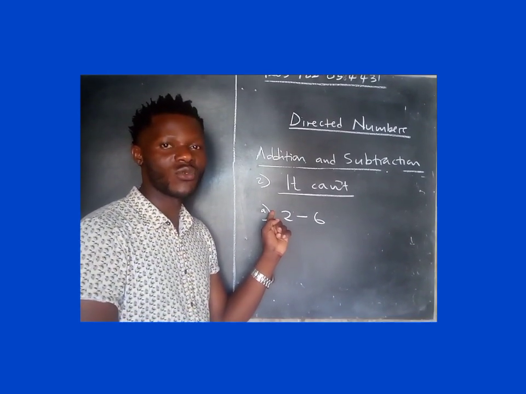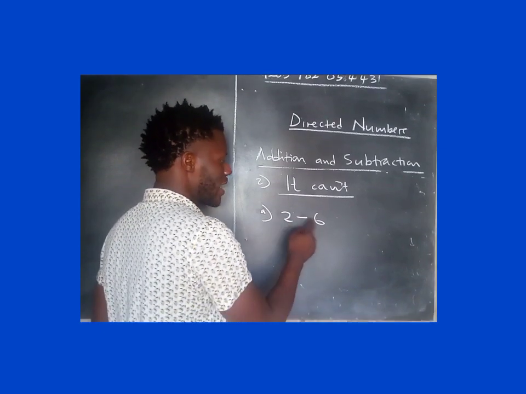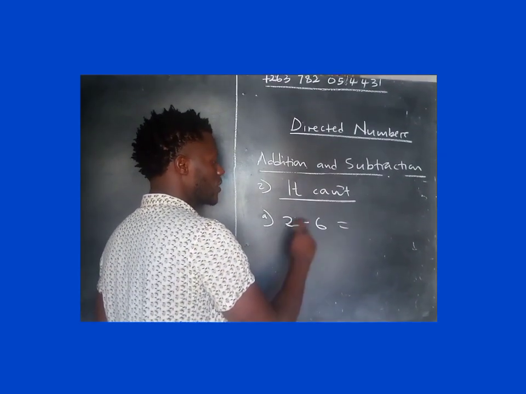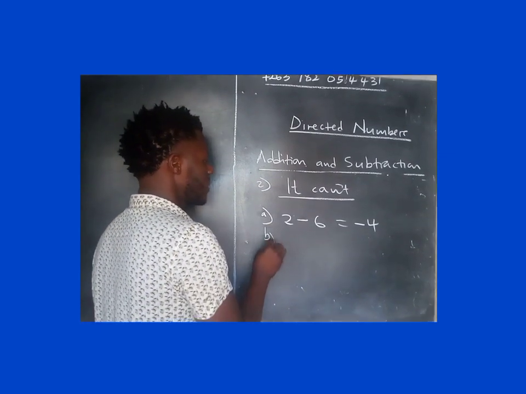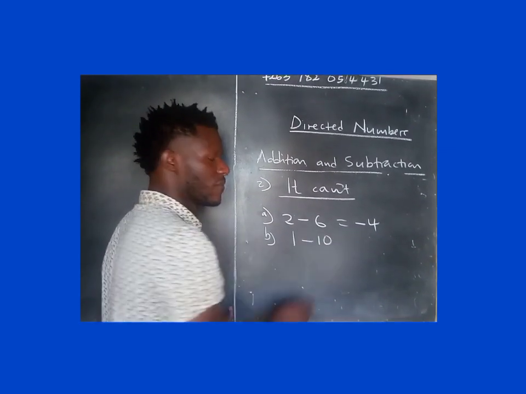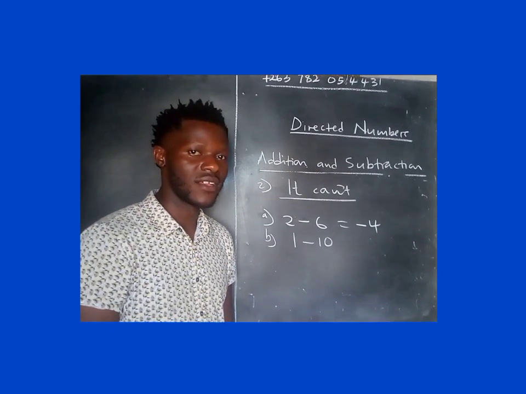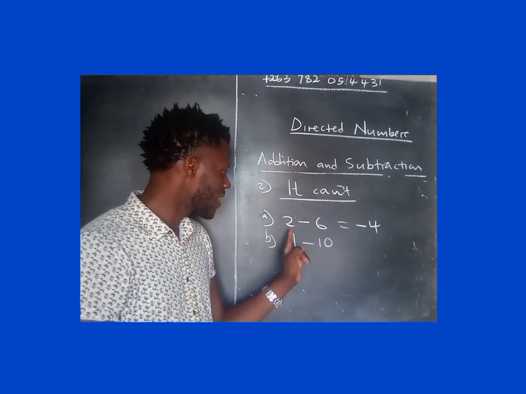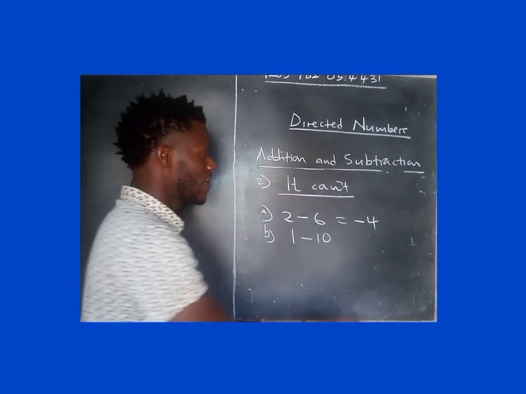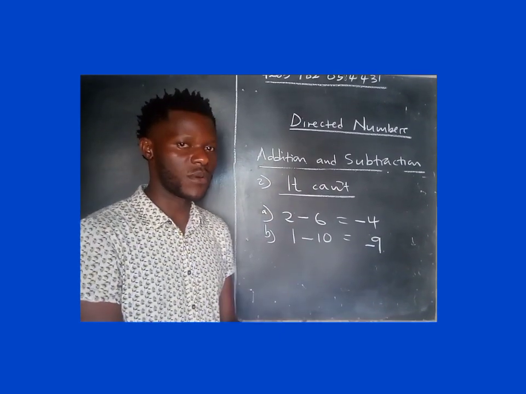But the answer is always a negative to show that it was impossible. That is 2 minus 6. You say 6 minus 2, then you get negative 4. Example number B, 1 minus 10. It's impossible to subtract 10 units from 1. So the way forward is 10 will be subtracting 1. 10 minus 1, we get 9. But this 9 must be negative to show that it was impossible.